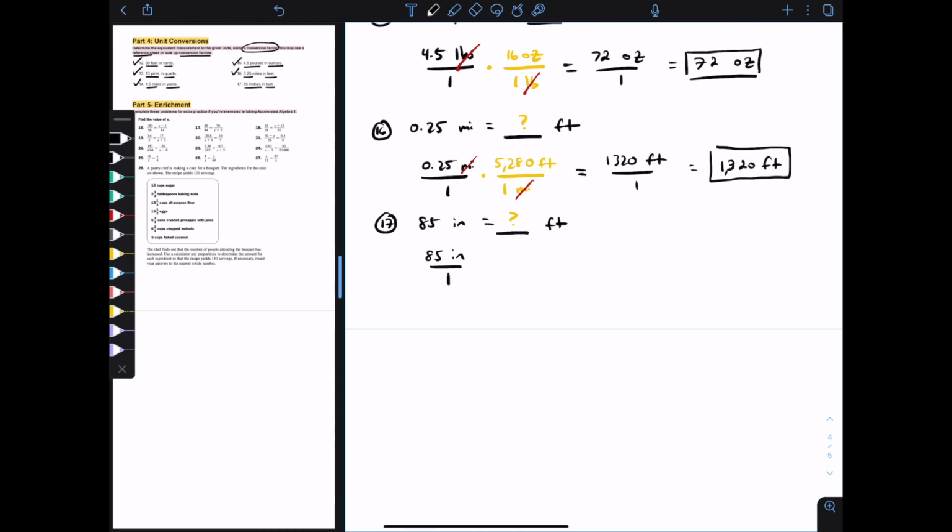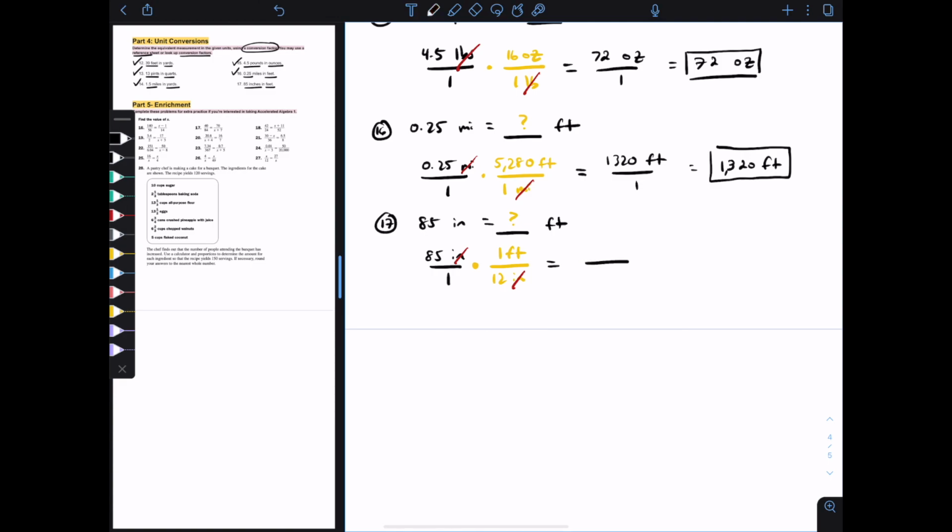Hopefully that's getting a little bit more comfortable. And how many inches are there in a foot? Well, I think there's 12, right? So 12 inches, we'll put that on bottom, and 1 foot on top. And we will cross cancel gladly. And we really have 85 over 12. I think we can't divide them by anything in particular. 85 divided by 12, I think it's going to be nothing really nice here.